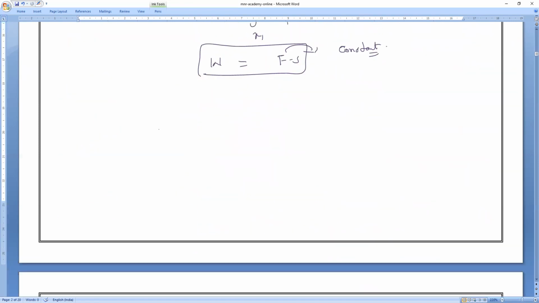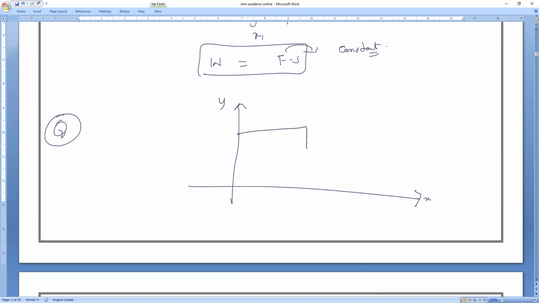Now, if you understand this concept, let us solve a question immediately. There is a graph with a y-axis and an x-axis. These are dotted lines, I don't want to mention them, but they came unfortunately. So this is the graph. Now the question to you all is to find the work done.